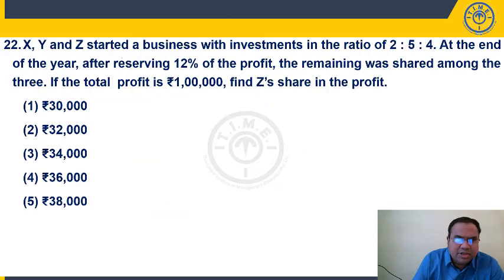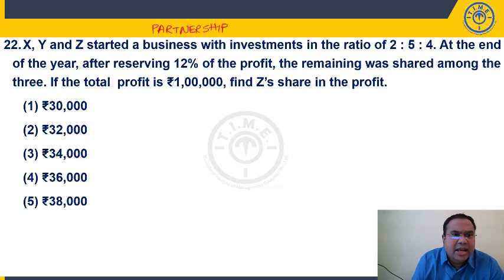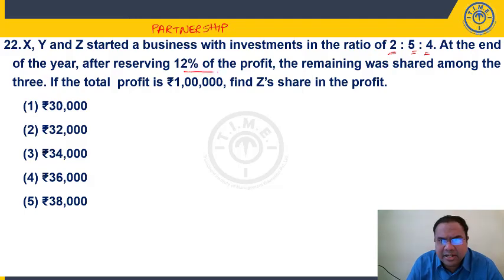Question 22 is based on your partnership concept. First, let us read the question. X, Y, and Z started a business with investments in the ratio of 2:5:4. At the end of the year, after reserving 12% of the profit, the remaining was shared among the three. Total profit is 1 lakh. Find Z's share in the profit.